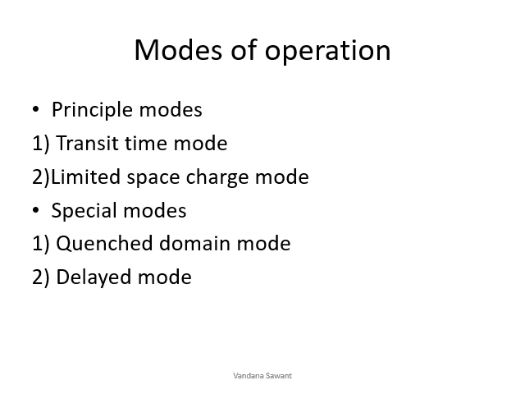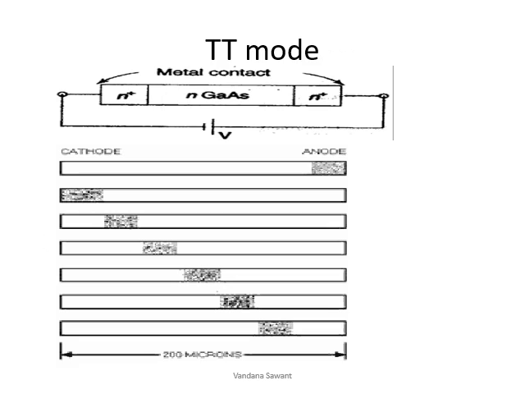Then along with these two principal modes, there are two special modes also. One is called the Pinch domain mode and another one is called the delayed domain mode. Now these, the Pinch domain mode and the delayed domain mode, are special modes. So we will see all these modes one by one. First is the transit time mode, which is the first mode of operation.